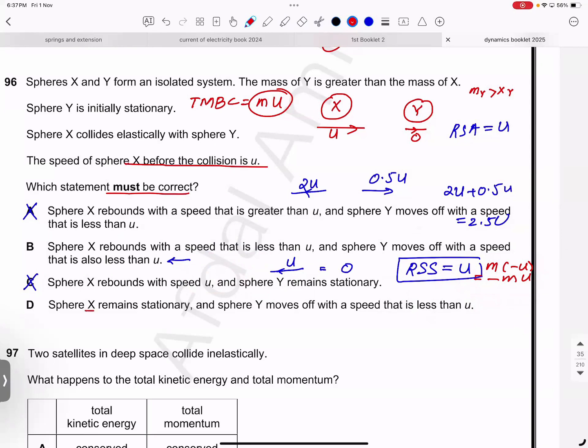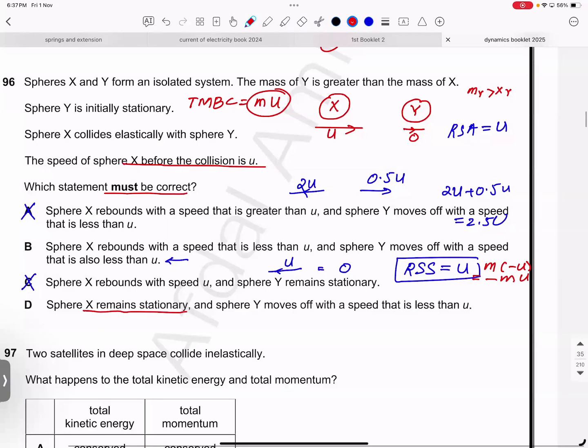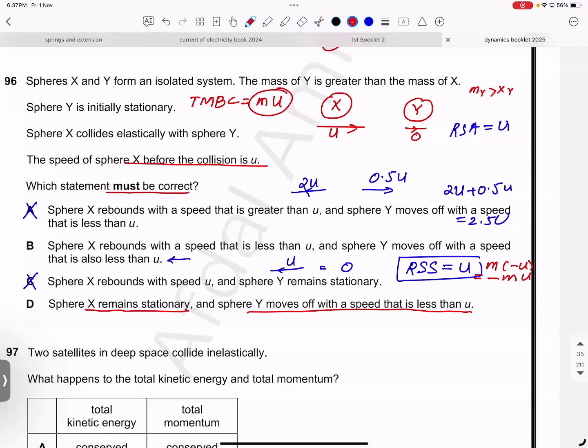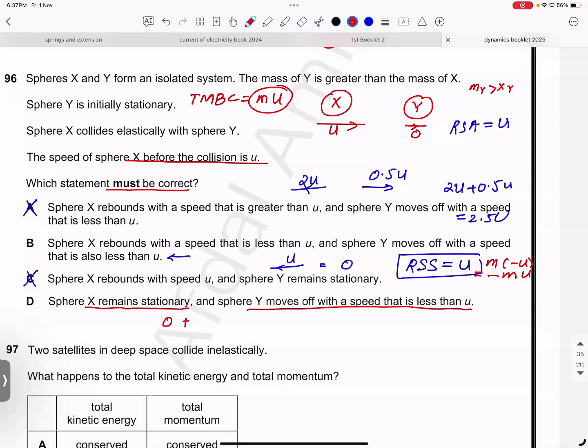Okay, D. Sphere X remains stationary, and Y moves with a speed which is less than u. Now, this may also be right. That's why I did not choose option B for you. They say X remains stationary, maybe X is 0, so less than u because mass is more. So the speed is less, so maybe it is also correct. Momentum m into u, since u is less and mass is more, so it may be equal. Now we are stuck between option B and D.